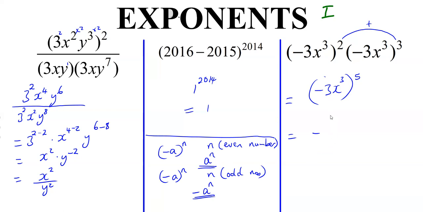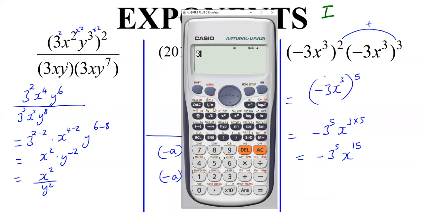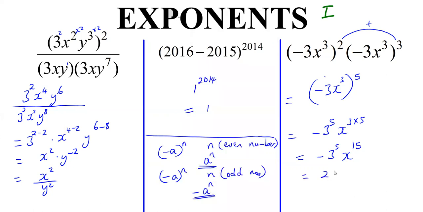So what happens now is that it's going to be 3 to the power of 5. Remember, the 5 affects everything inside. Then also x to the power 3 times 5. Then what do we get here? It's going to be negative 3 to the power of 5, x to the power of 15, 3 times 5, 15, like that. So this one, you can just punch in 3 to the power of 5. What do we get there? We get 243. But if they say don't use a calculator, there is no need for you to go further here. You can just leave it like that.